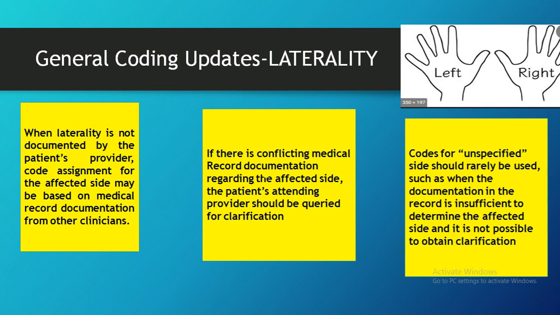Suppose there is a conflict in the medical report regarding the affected side of the hand pain, whether right hand pain or left hand pain. In those cases the coder needs to query the provider for clarification of where the pain is. Codes for unspecified site should be used very rarely. They are used only when the medical report is insufficient and it is impossible to obtain clarification of which side is affected. In those cases, an unspecified code should be used. So this is the update regarding laterality.